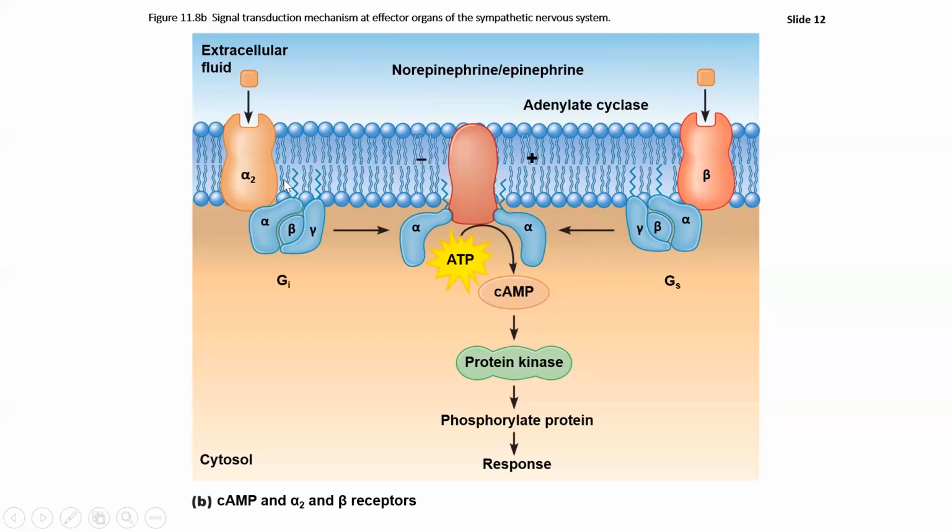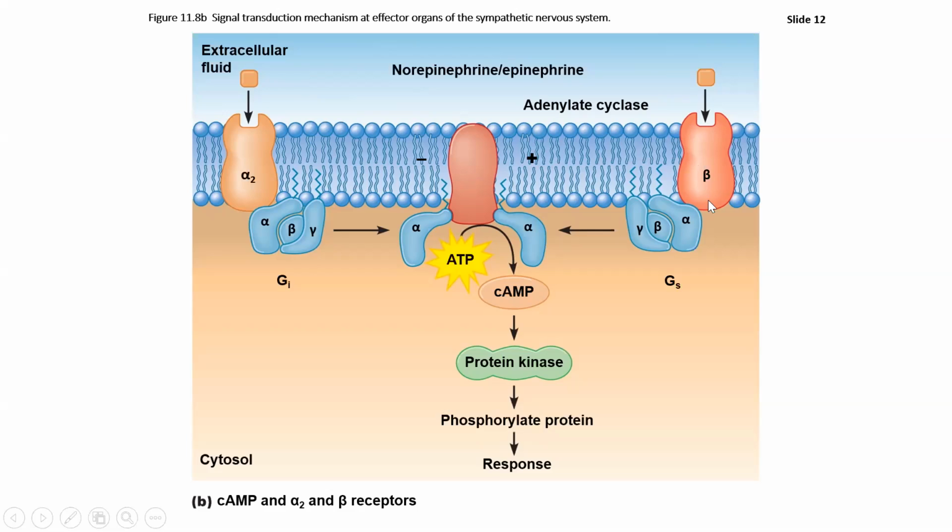Because alpha-2 is coupled to a G inhibitory protein, it's going to block this sequence of events, whereas all three of our beta receptors are coupled to a G stimulatory protein that is going to potentiate or augment or facilitate the sequence of events, okay? All right. And we'll talk about how this differs on different tissues.